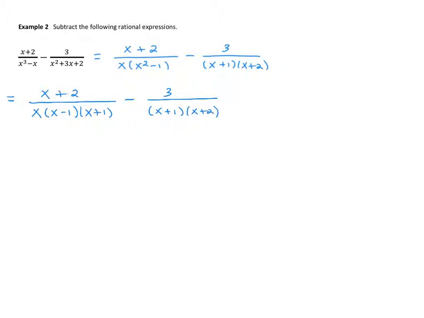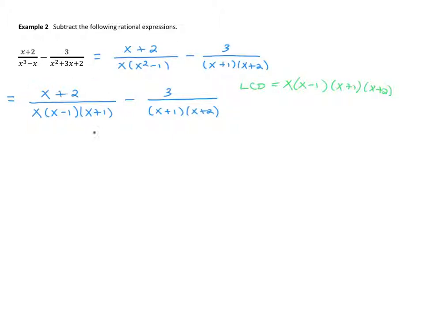Everything is factored. I can now see what is missing between the two denominators. For my least common denominator, I have to have an x, so I'll put x. I have to have an x minus 1, so I need that. I also need an x plus 1. I can see that's common between the two denominators, so I need an x plus 1. But I also need an x plus 2. So it's kind of a lot going on with the least common denominator, but that's the smallest amount that's going to work for these two fractions.